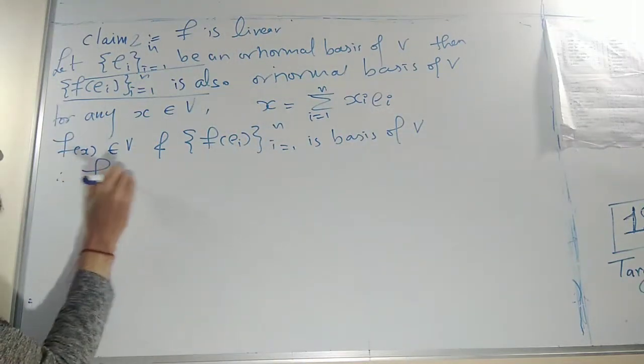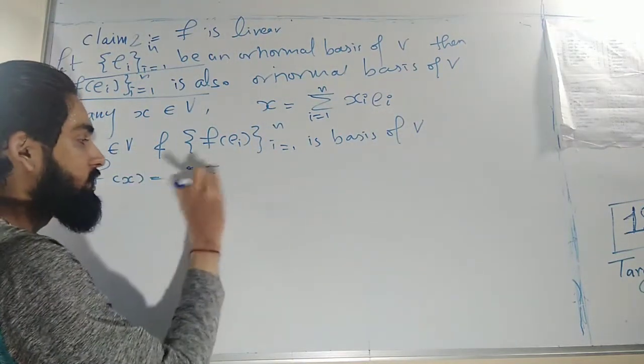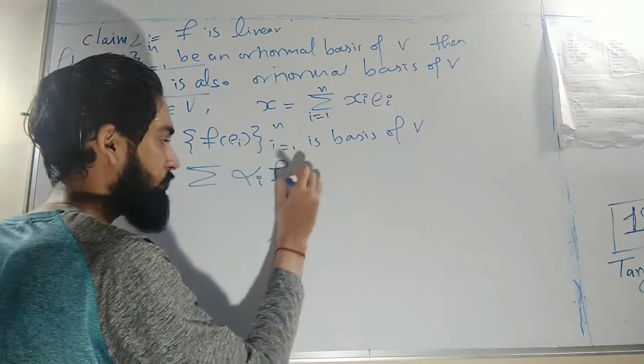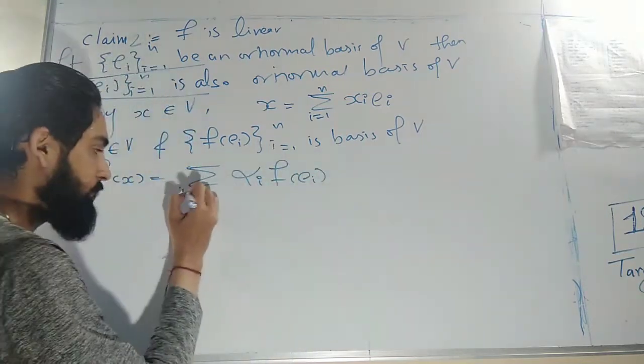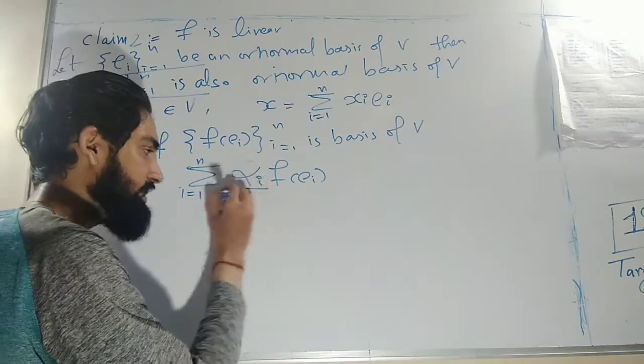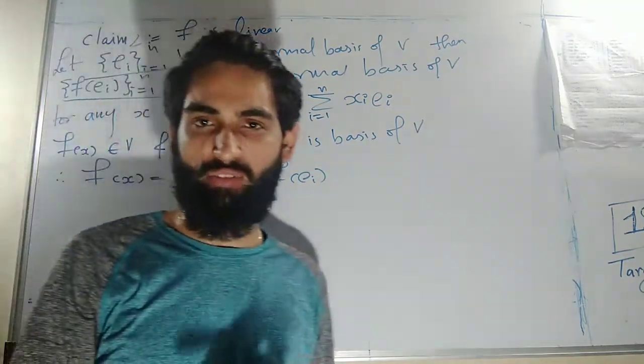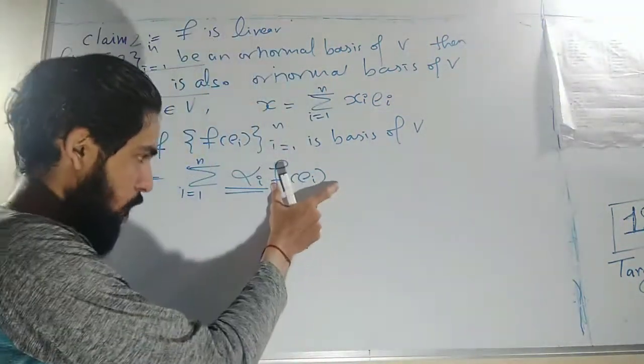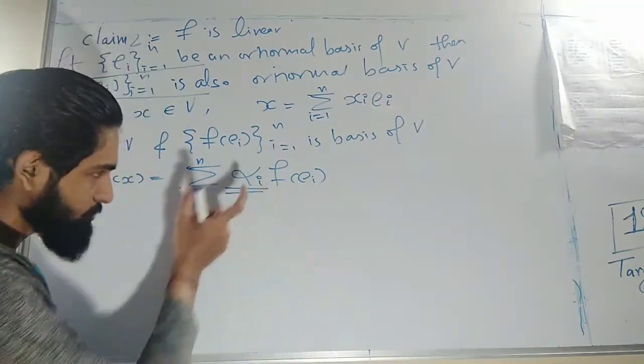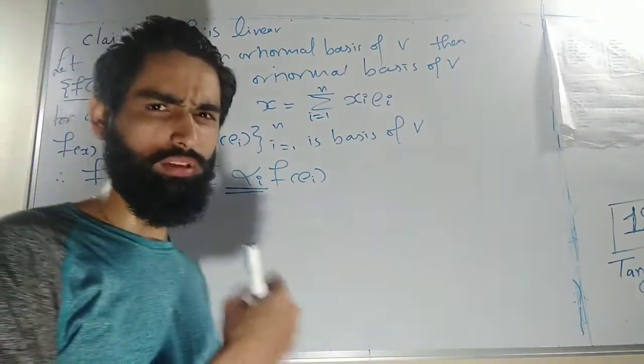Therefore, my f of x can be written as the sum of alpha i times f of e_i, where i is running from 1 to n. Now we are interested in this coefficient alpha i. We know these are orthonormal, so can we write something in place of alpha i? Can we find this particularly?